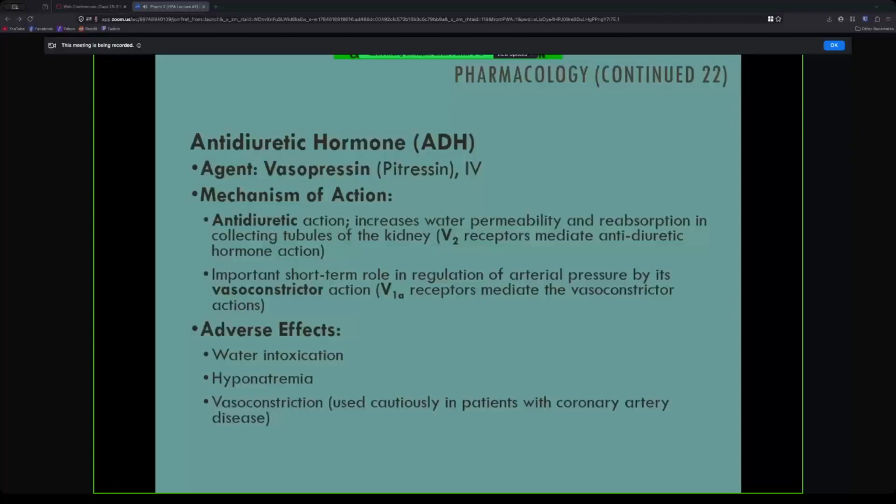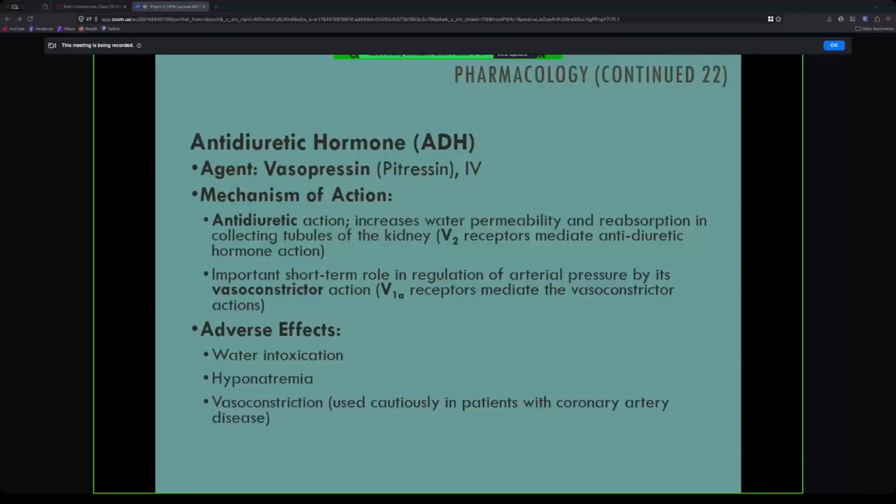So it kind of makes sense that we'd have to be careful with vasopressin because of its V1 activity in coronary artery disease, or if our patient has some type of cardiac ischemia. That V1 alpha activity can actually be dangerous if we're going to put vasopressin on board with a patient that already has an underlying coronary artery disease or some disease process resulting in cardiac ischemia.